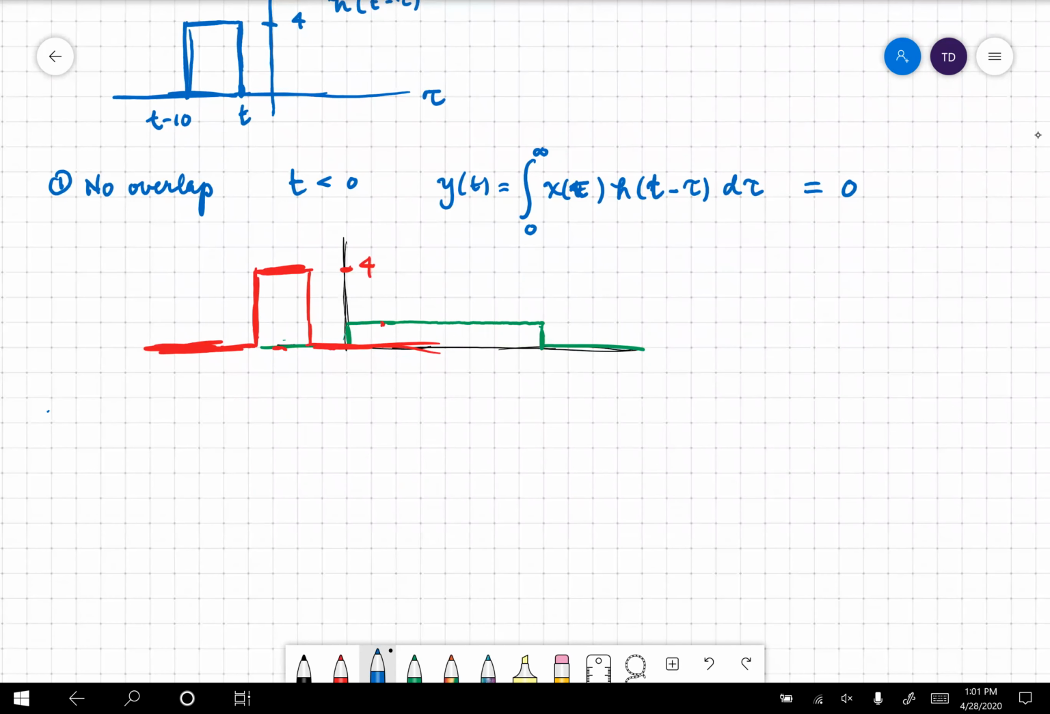Second region is with the partial overlap. And that's going to happen when? Well, when t slides, when this is sliding in this direction and gets to here, that's when t is 0. But then this back edge, we're going to have partial overlap. This back edge is t minus 10. Don't forget that. This front edge is always t, always. So as long as t minus 10 doesn't equal 0, this is going to be for 0 less than or equal to t, less than or equal to 10.